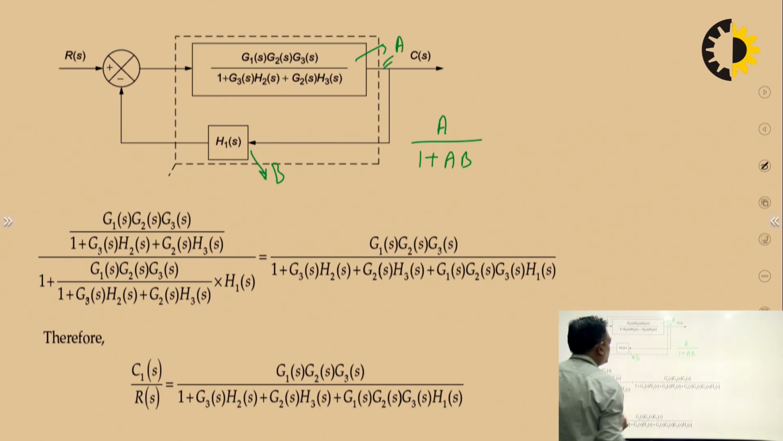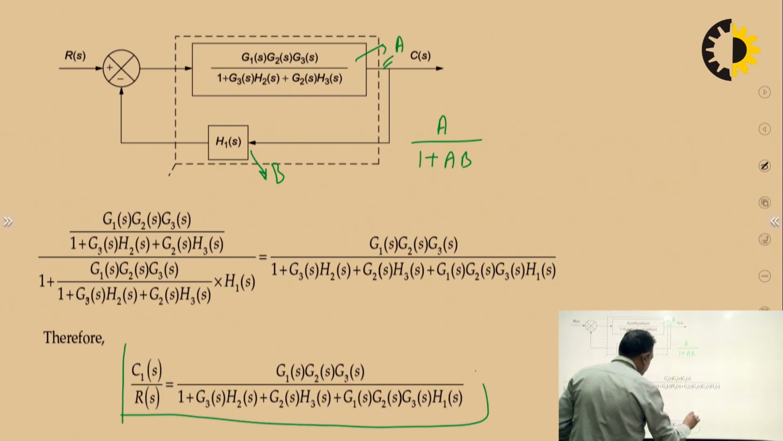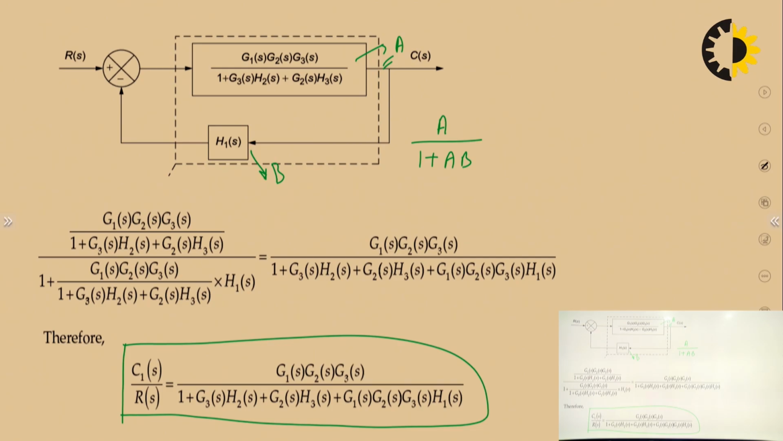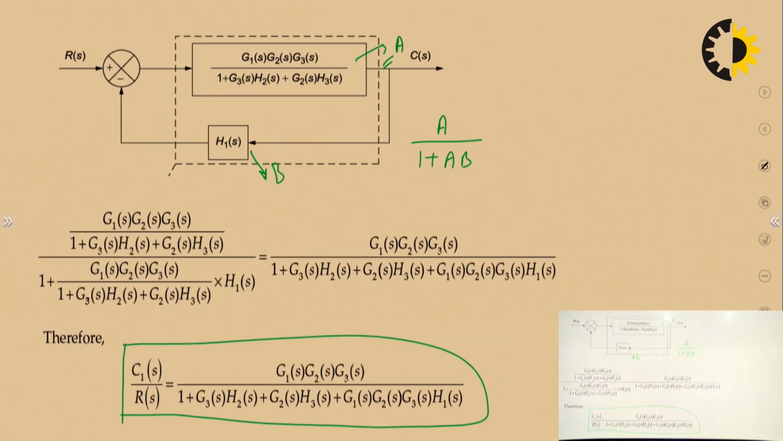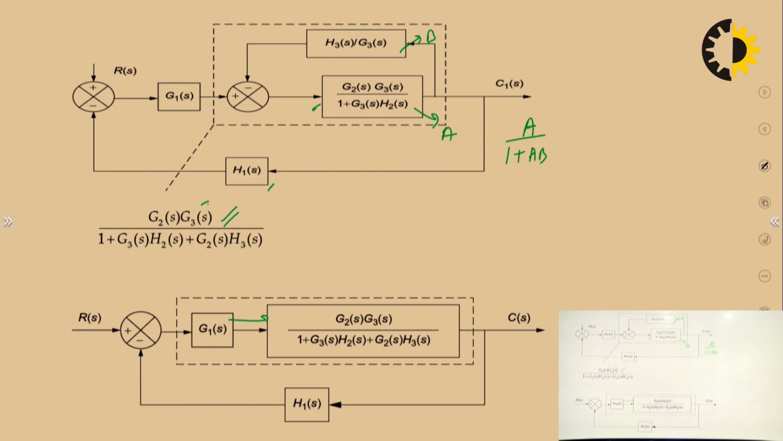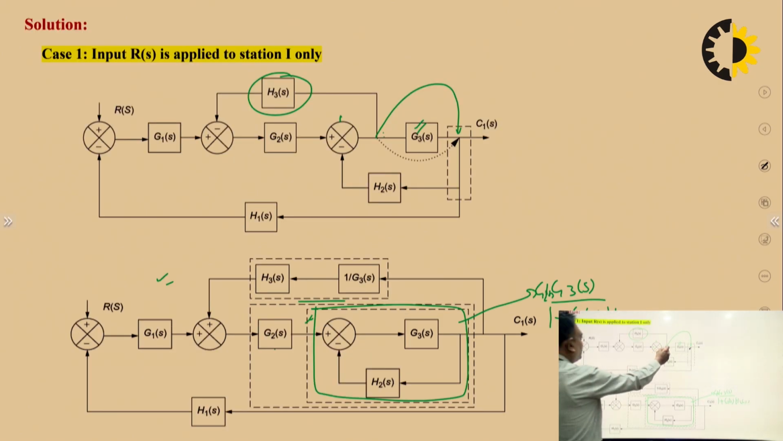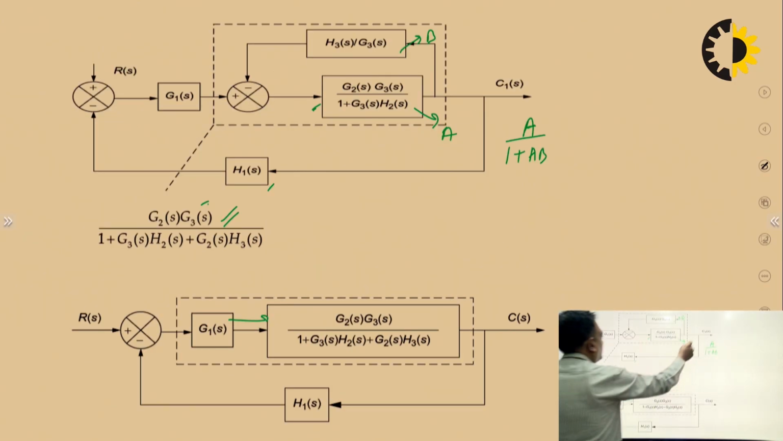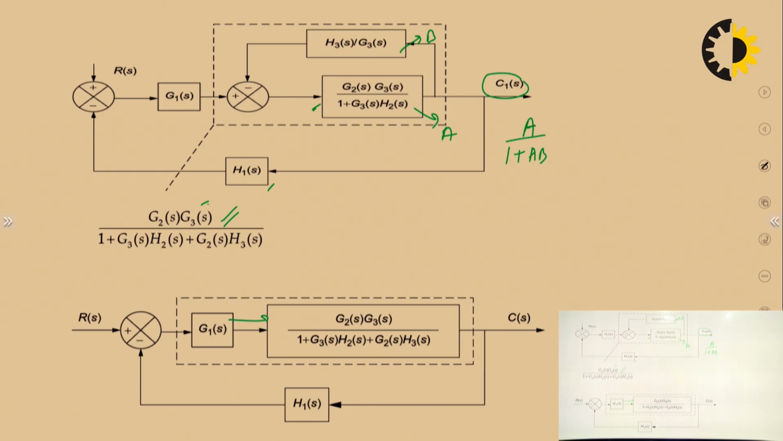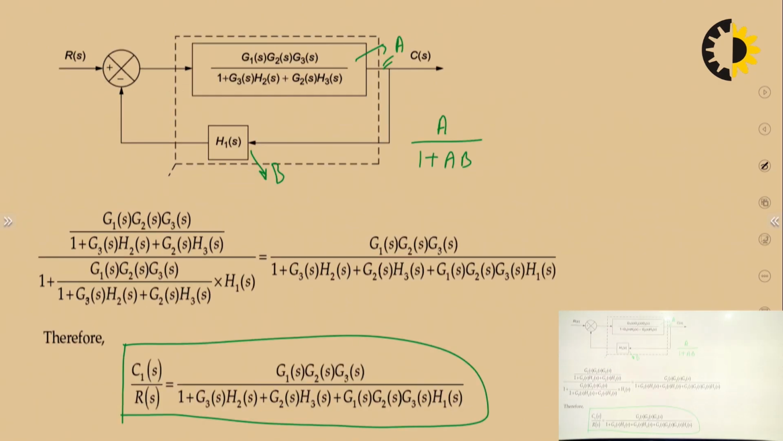When we apply this, we have the transfer function value like this: G1S into G2S into G3S upon 1 plus G3S H2S plus G2S H3S plus G1S G2S G3S H1S. This is how we have obtained it, because when Rs is applied, we have assumed the input is Rs but the output will become C1S. So we have solved for station 1, when the input is at station 1.